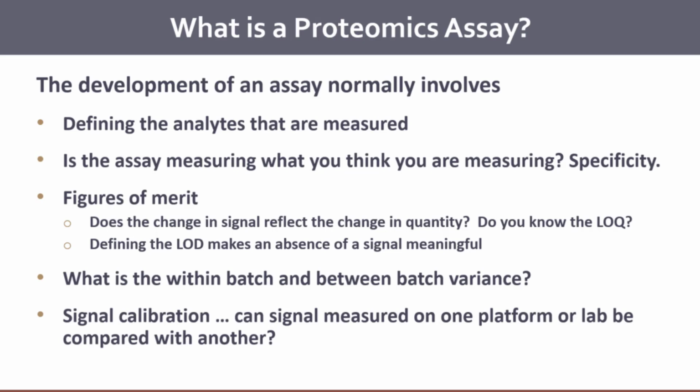So often now sample sets are being done in hundreds and even thousands of samples. And if you can only prep a certain number of samples, what is your within batch prep variance for the samples, and what's your between batch set of variance between samples?